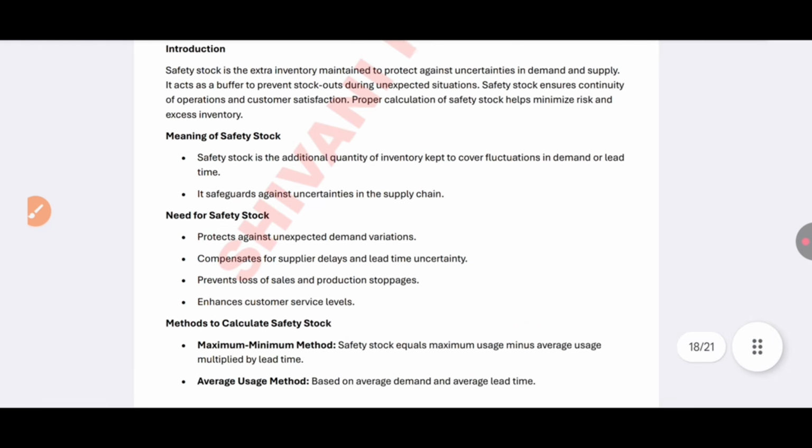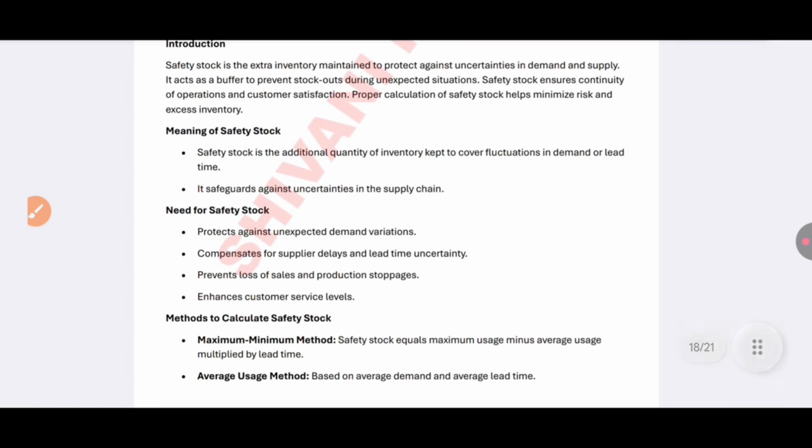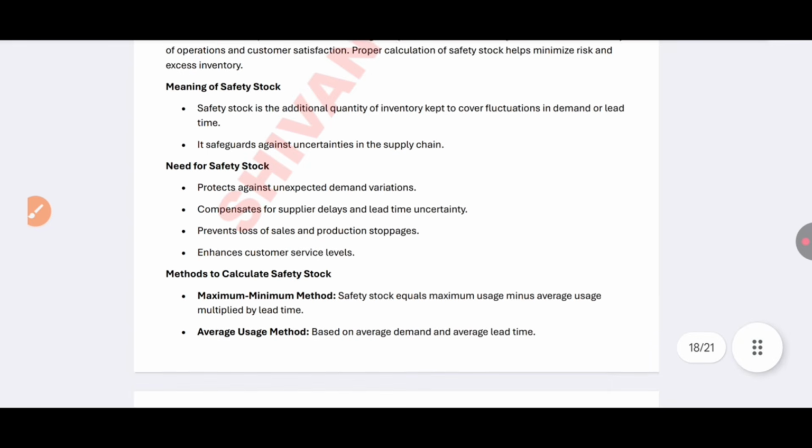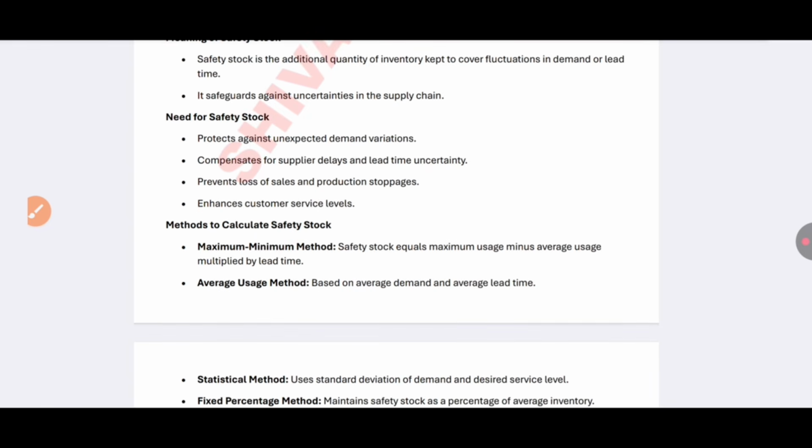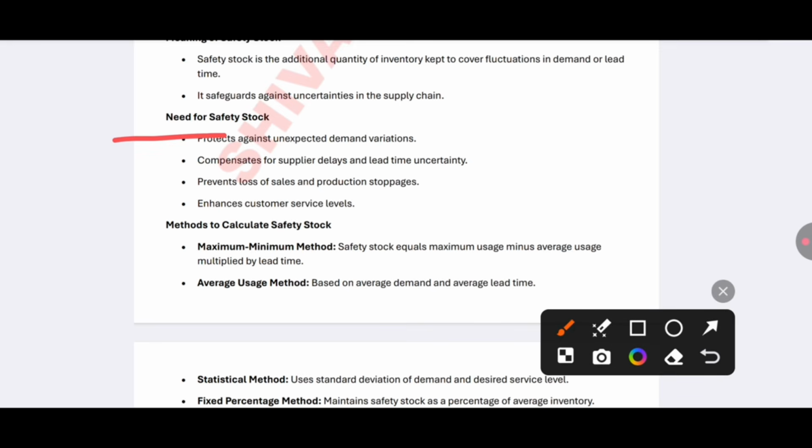What is the meaning of safety stock? Safety stock is the additional quantity of inventory which we store to meet future fluctuations. If any uncertainties happen, then we need to meet them with this. Then what is the need for safety stock? It protects against unexpected demands.